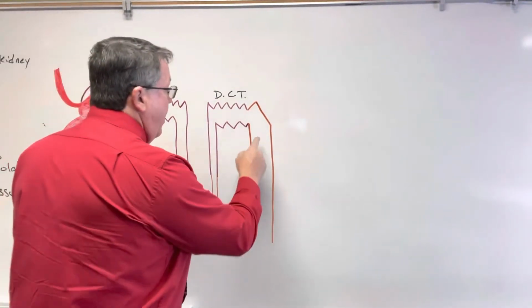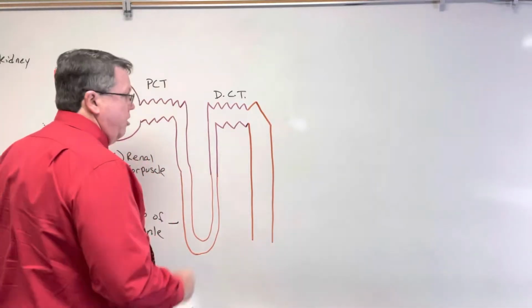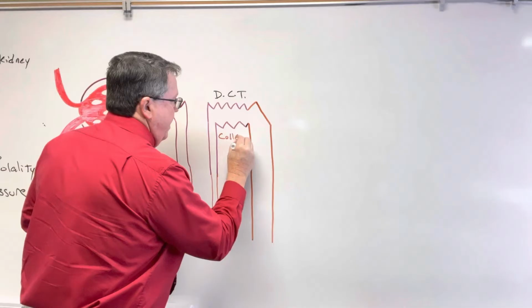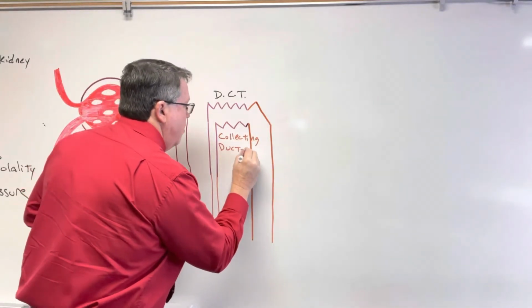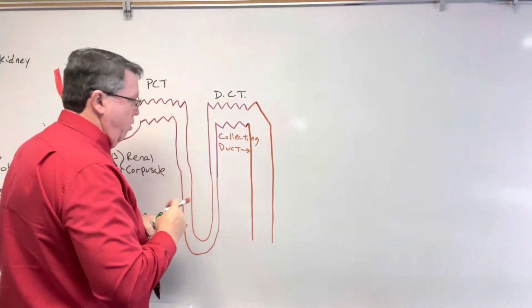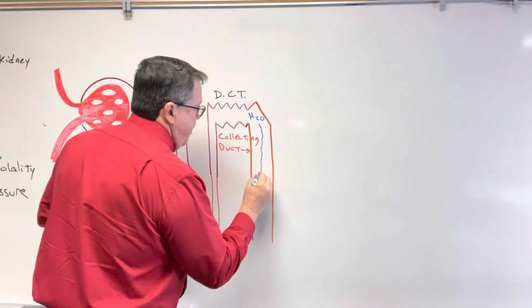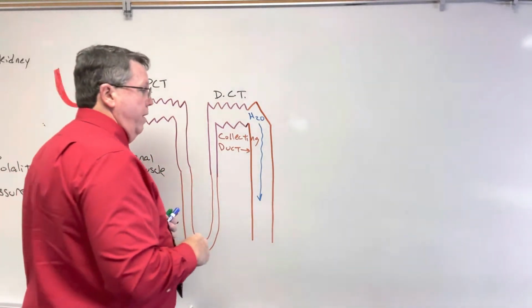And then finally we're going to come to this area right in here, and this area is going to be called the collecting duct. So this area right here is the collecting duct. It's going to collect, or the fluids are going to pass through here. Our water is going to pass through the collecting duct, and then whatever goes in here is going to go down, and it's going to become urine.